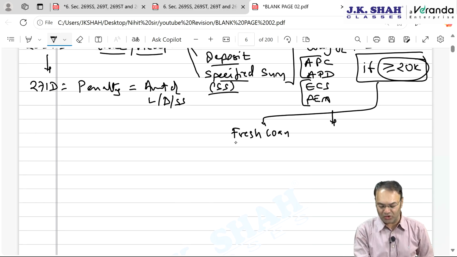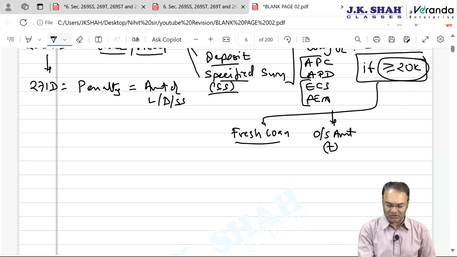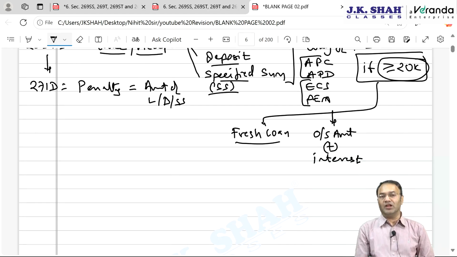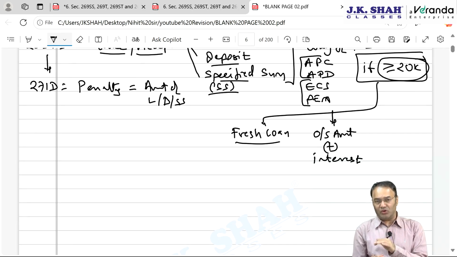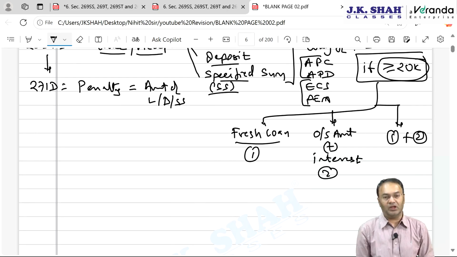It says as on the date of taking the fresh loan, if the outstanding loan amount or deposit or specified sum is 20,000 or more. The outstanding amount is always to be checked along with interest as on that day, whether repayment has fallen due or not. Or the fresh amount is 20,000 or more. If the fresh amount is 1,000 or 2,000, but the outstanding from the same person is 20,000 or more along with interest, or this is 1, this is 2, it says 1 plus 2 is 20,000 or more.